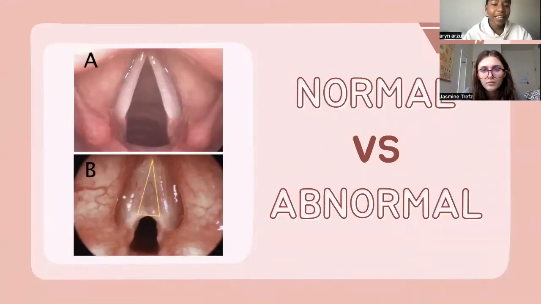As you can see in picture A, everything looks good. You can see both the left and the right vocal folds. You can see the subglottic region. In B, you cannot see the subglottic region at all, and the left and right vocal folds look like they're combined together, meshed together. You can see your airway is a lot smaller than it was in picture A.